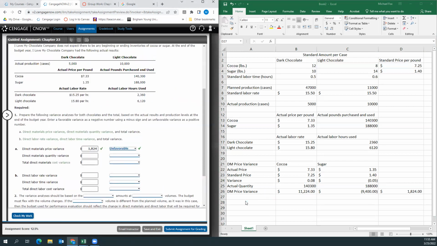All right, so there's the pattern of how we're going to do this. So next we're going to do our direct materials quantity variance. In other words, how much of our difference in cost for our direct materials is due to changes or differences in quantity. So we're going to start with our actual quantity.